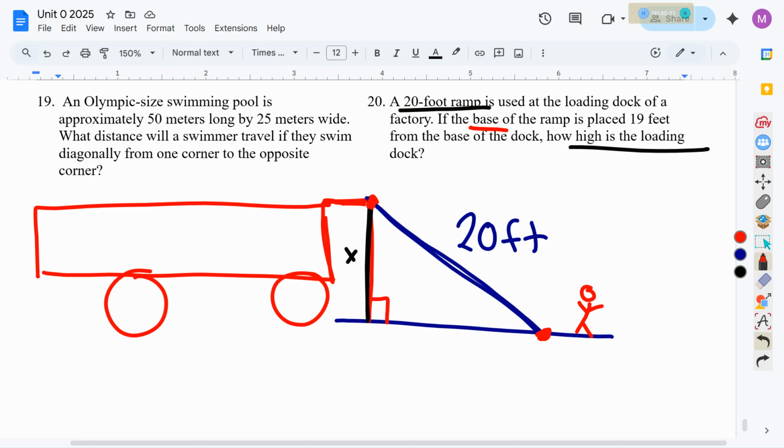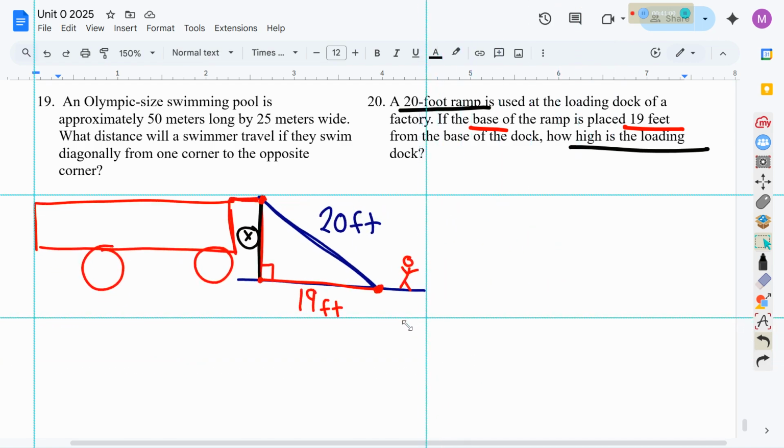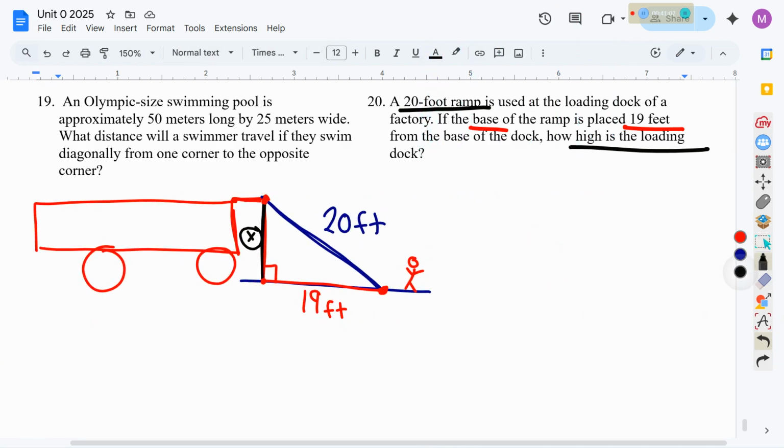So if that's the base, and it says that the base of the ramp is placed 19 feet from the base of the dock, then this distance is the 19 feet. Get it? We're saying that from the base of the dock over here has to be 19 feet. So we need to find this distance, x. We're trying to find that value right there, okay? And it's just a right triangle. So all the words are just extra. The truth is that we really just have to draw a right triangle and solve it using the Pythagorean theorem.